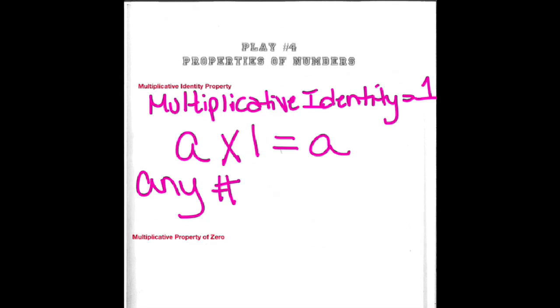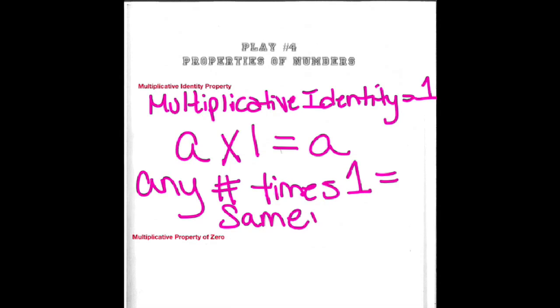The multiplicative identity property. First of all, let's write down the multiplicative identity, because sometimes you will hear it phrased that way. If someone says, what is the multiplicative identity? That means the number 1. It is the multiplicative identity, and all it means is A times 1 equals A for any number. Any number times 1 equals the same number. That's why it's called the multiplicative identity.